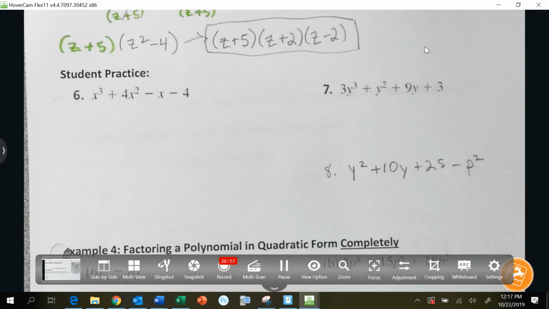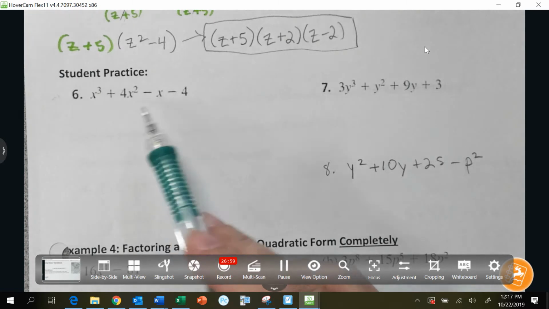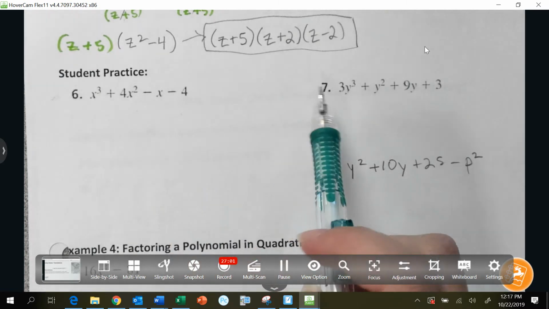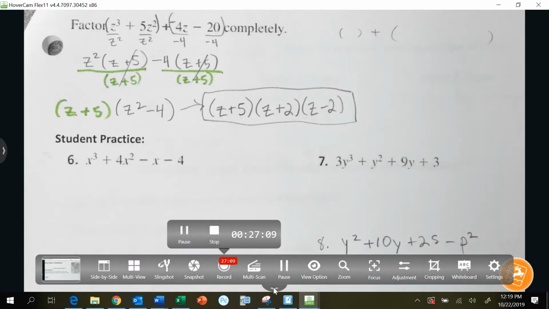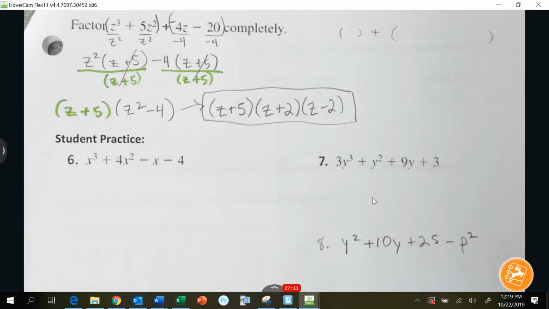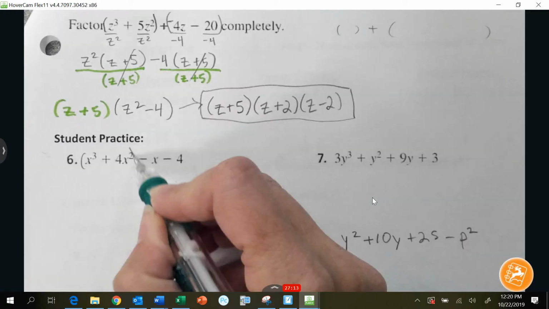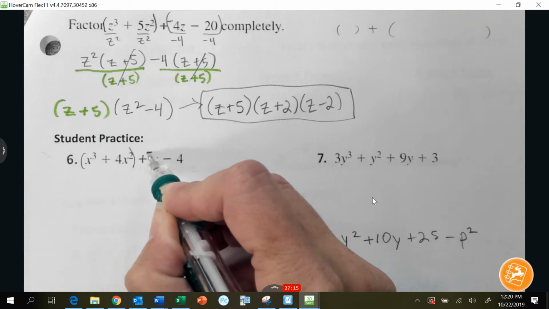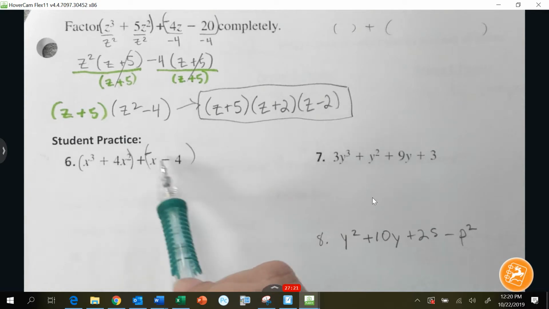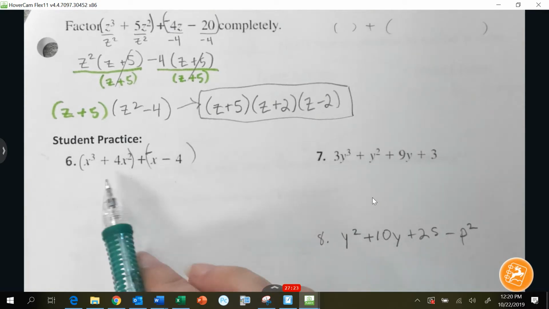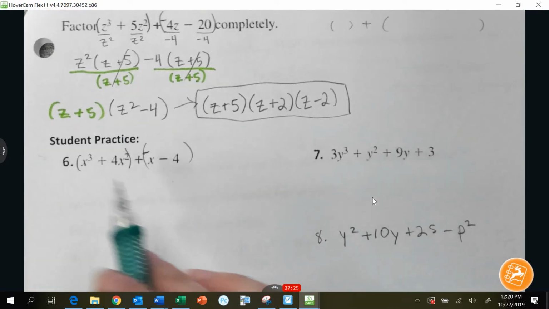But I want you to go ahead and try at least one of 6 and 7, if not both, if you need the extra practice. So we're just doing the two groups together, but you have to have a plus sign in between or this factoring doesn't work correctly. Because this is something plus another thing, we're making it into two groups.